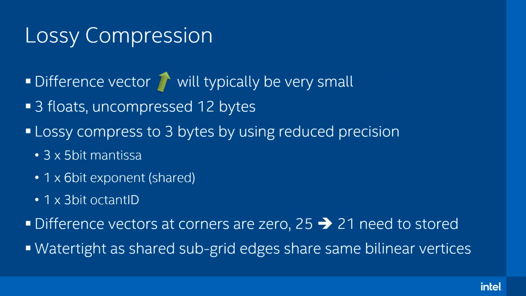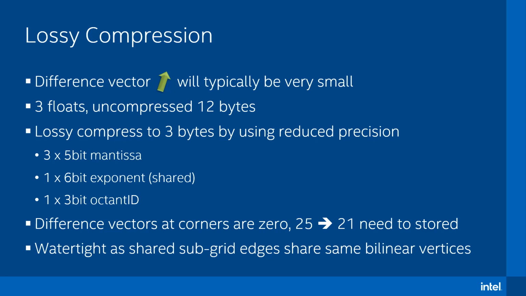Our lossy compression scheme relies on the fact that these difference vectors will typically be very small. That means that these 3D vectors, which in uncompressed form take 12 bytes, can be lossy compressed to 3 bytes using a reduced precision format. We choose a shared exponent format, which takes 3 times 5-bit for the mantissa, 1 time 6-bit for the shared exponent, and 1 time 3-bit for the octant.